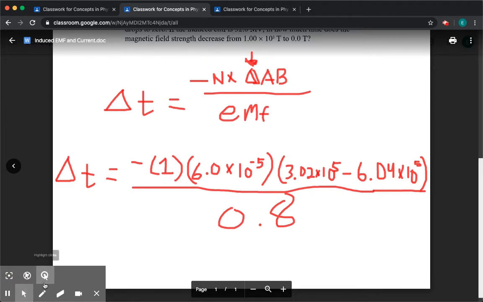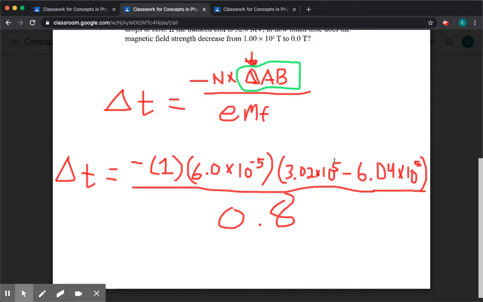So remember that one of these things has to change. In order for you to get electricity, either the area or the magnetic field has to be changing. And you can also have a change in time. But we want to know in this case when the area affects that. In this case, it's the area that's changing, so that's why it's final minus initial. We want to know when half is gone.